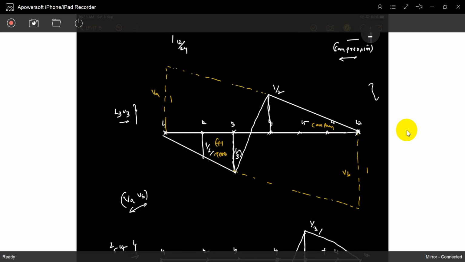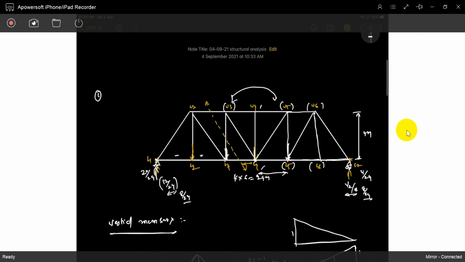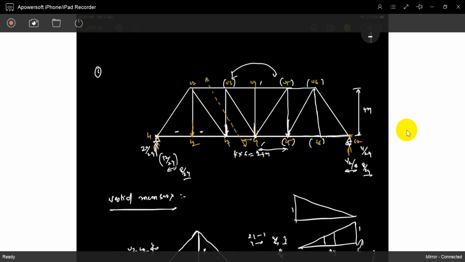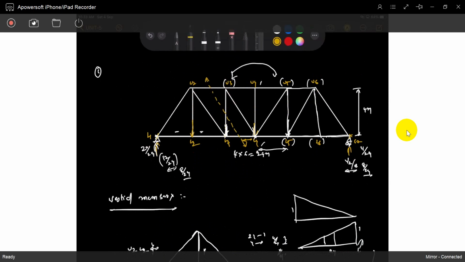We developed it here like this, and based on that you can directly copy it. Otherwise, if someone asks only for a particular member, you can easily find it out. Only take care of the left hand. If you cut the section for L3 and L4, or for L5 and L6, you will cut like this. You will do it at any section and get the same thing. That's it for vertical members.